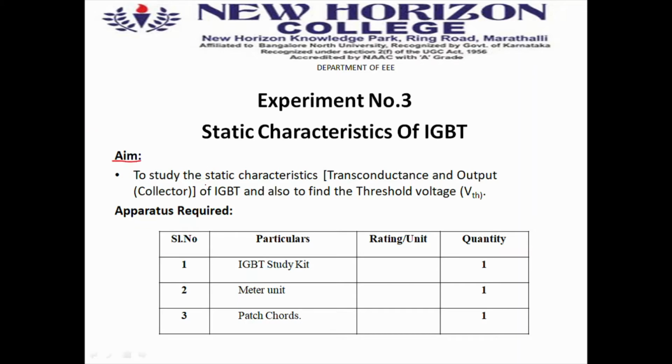We are trying to do the static characteristic, which is nothing but finding the transconductance and output characteristic of IGBT, or else you can say the collector characteristic of IGBT, and then we find the threshold voltage, the same as what we did in MOSFET. Now what is the apparatus needed for us? We need an IGBT kit, a same metering unit and a patch card. These are the three things needed to do the experiment.